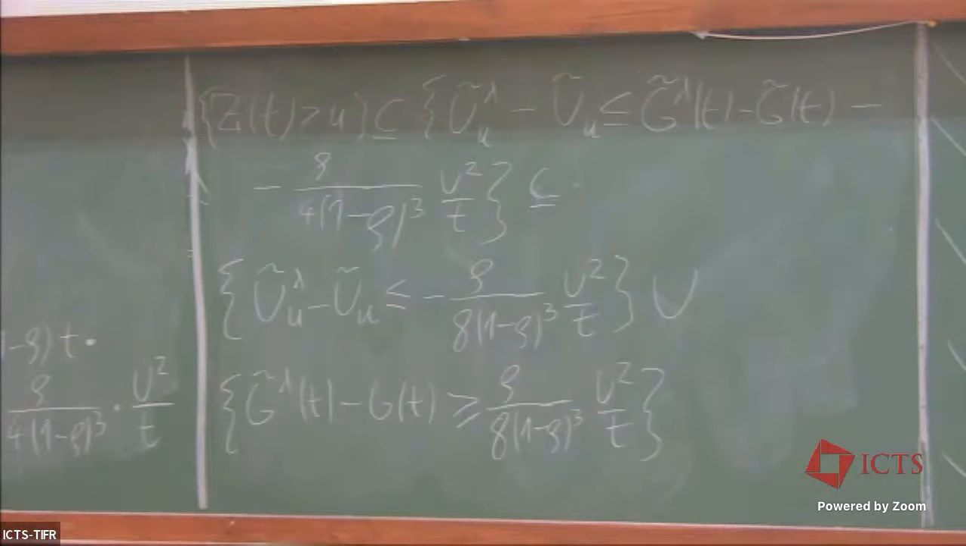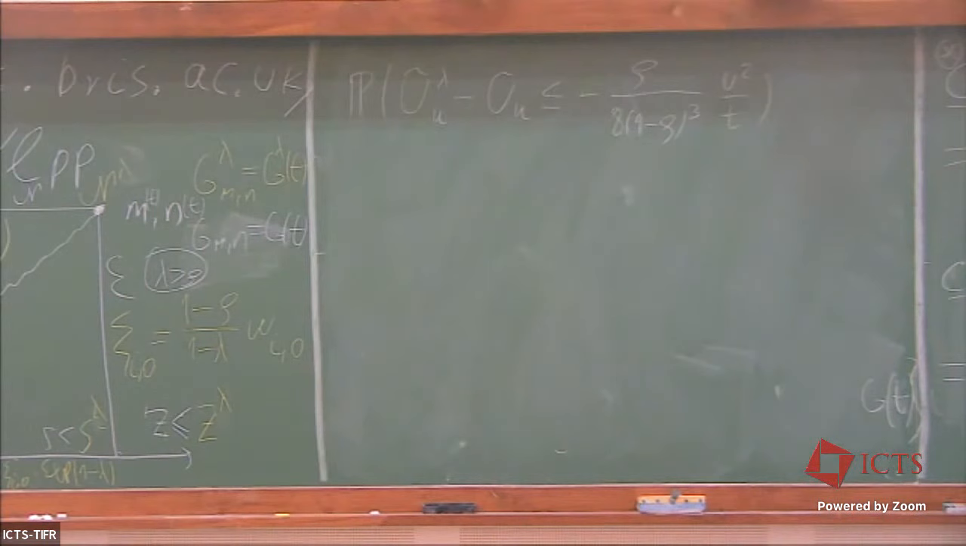Let's proceed with both of these events. So now I'm going to apply a probability, of course. Let's do the first one, the u. What's the probability that ũ_λ minus ũ is less than minus this stuff here? Notice that we're talking about centered random variables. So these are both deviation events. Everything is centered, everything is mean zero. These are all deviation events. I'm going to apply a Chebyshev on this.